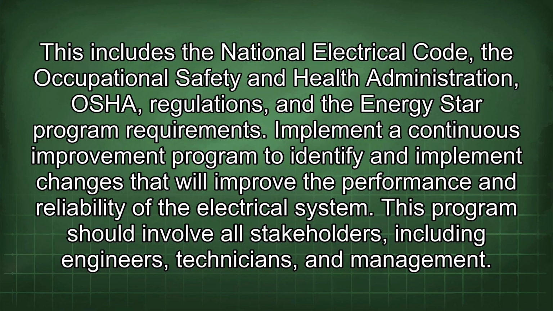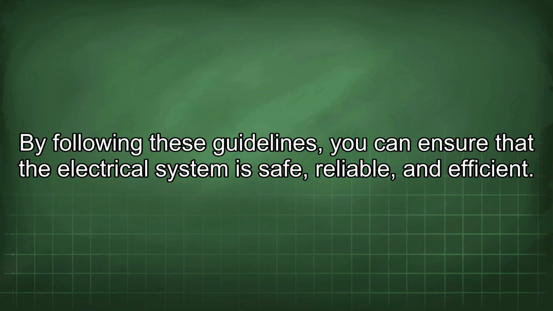Implement a continuous improvement program to identify and implement changes that will improve the performance and reliability of the electrical system. This program should involve all stakeholders, including engineers, technicians, and management. By following these guidelines, you can ensure that the electrical system is safe, reliable, and efficient.